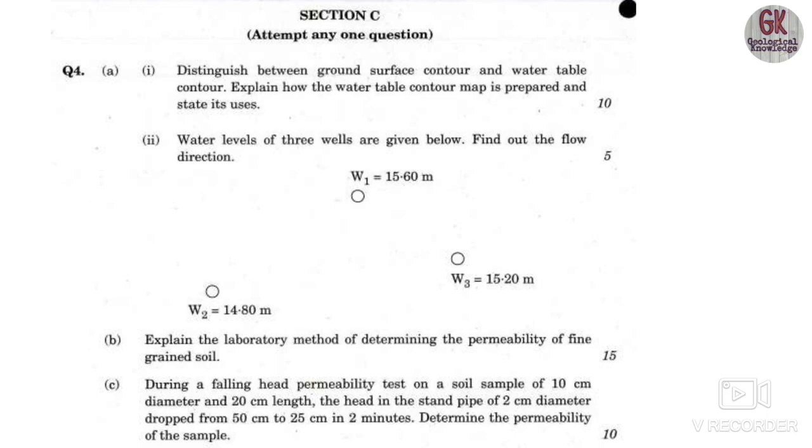So the laboratory method of determining the permeability of fine grained soil is the theory question, 4b, and the same question is given as a numerical. The formula that you will write in the laboratory method of determining the permeability of fine grained soil will be used for solving the numerical given in 4c. That is given in the falling head parameter of the permeability, so you have to write that down.